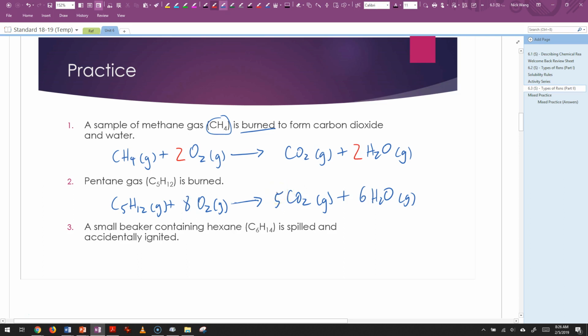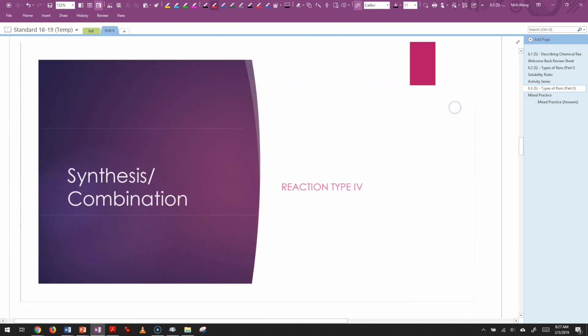All right, go ahead and take a look at the last one. This one is, again, a similar type of problem. A small beaker containing hexane is spilled and accidentally ignited. So go ahead and take a look at this one, set up the way we have in the past, or these other two examples, and then balance it out and write the states of matter.